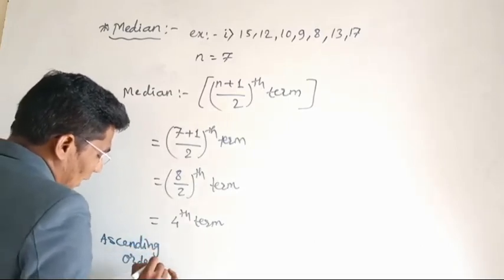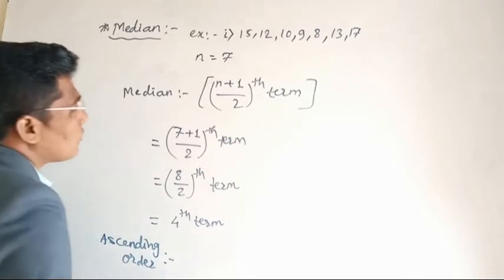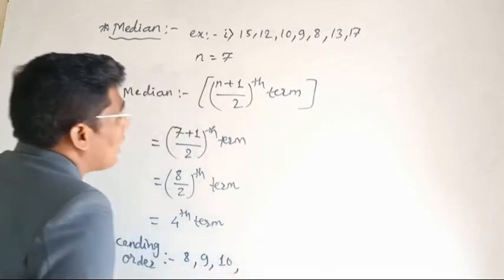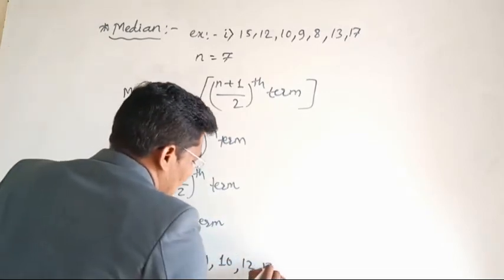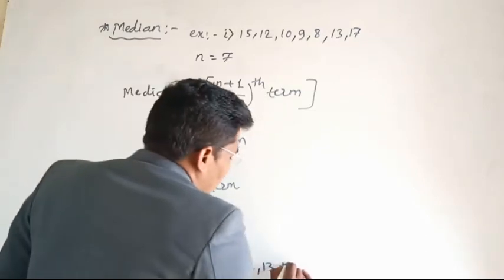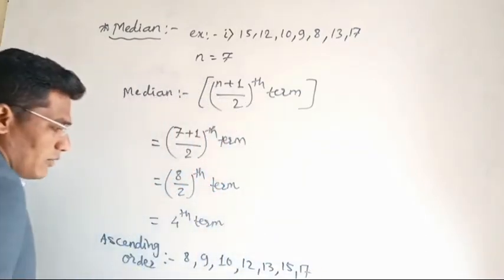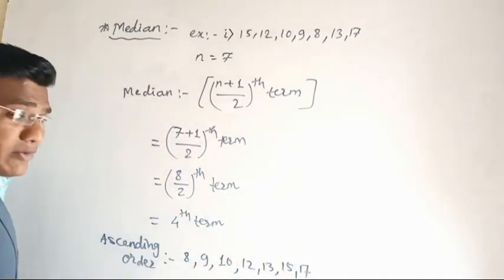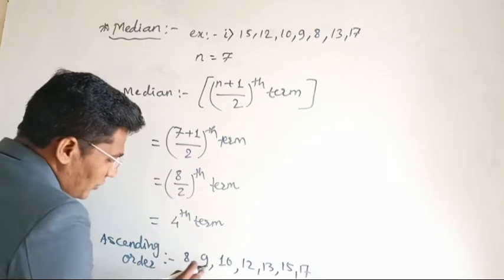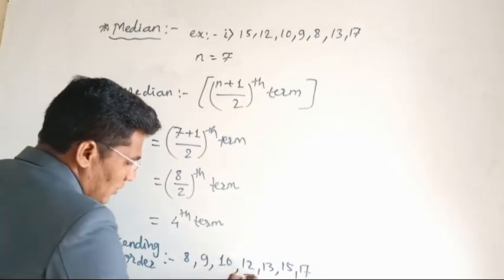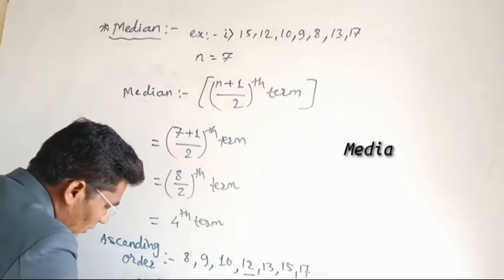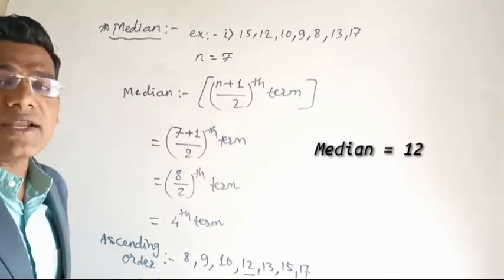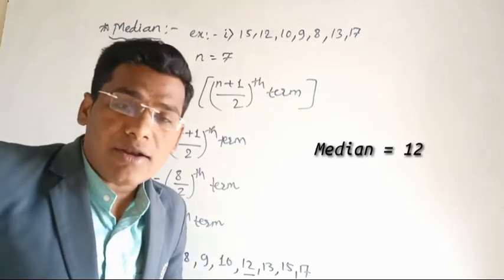I am going to arrange them in ascending order. So the first value will be 8, then 9, then 10, then 12, then 13, then 15, and then 17. The number of values, we count: 1, 2, 3, 4, 5, 6, 7. Now which term do we have to get? The 4th term. 1, 2, 3, 4. Which is the 4th term? 12. So the median of the given data is 12. This is how we can find the median of an odd number of terms.